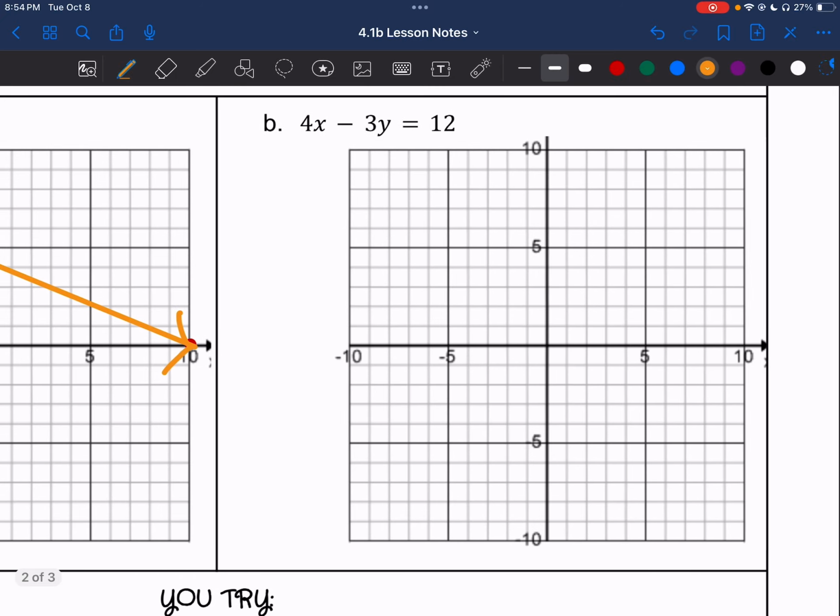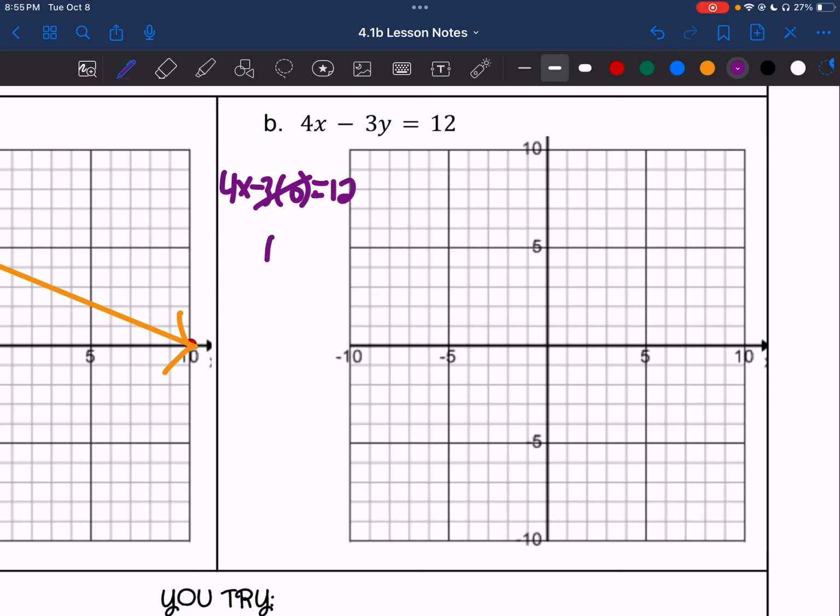Now, letter B, we have 4x minus 3y is equal to 12. Again, I'm going to solve for my intercept. So 4x minus 3 times 0 equals 12. 3 times 0 cancels out. So 4x is equal to 12. Divide by 4. X is equal to 3.